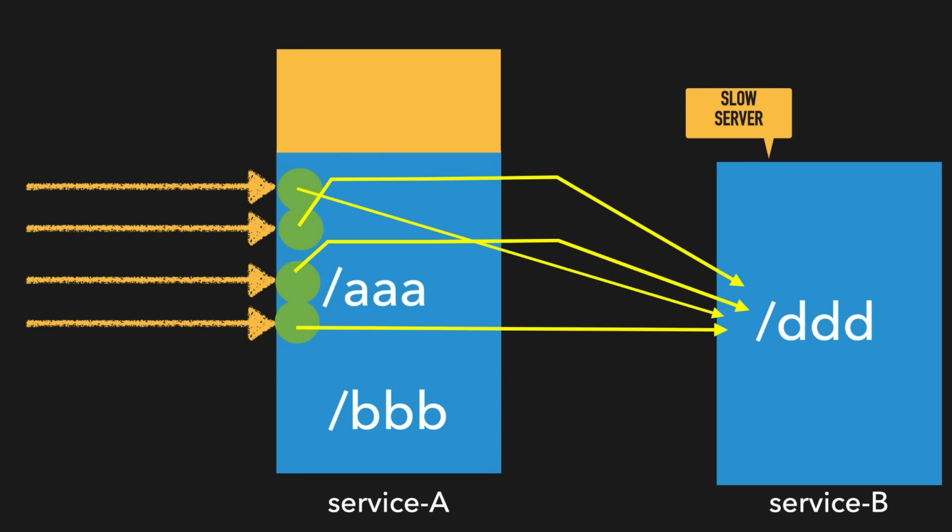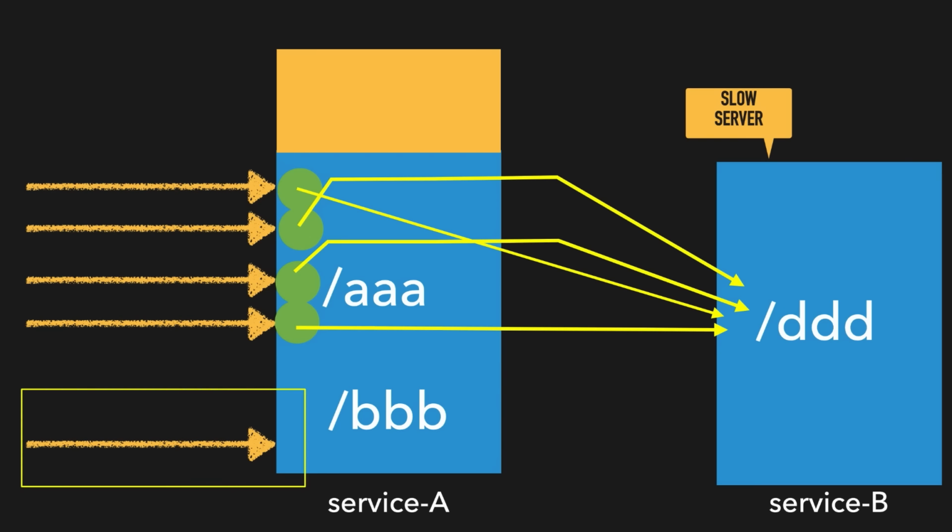Now we do not have any other thread left to process any other request, and this is a complete mess. Right now my service A cannot handle any other incoming request. Even if a request comes to the /BBB endpoint, which doesn't have to call any external service, it still cannot be processed because there are no threads left. Even though this endpoint doesn't call any external web services, it cannot proceed because we do not have any thread left in our thread pool.